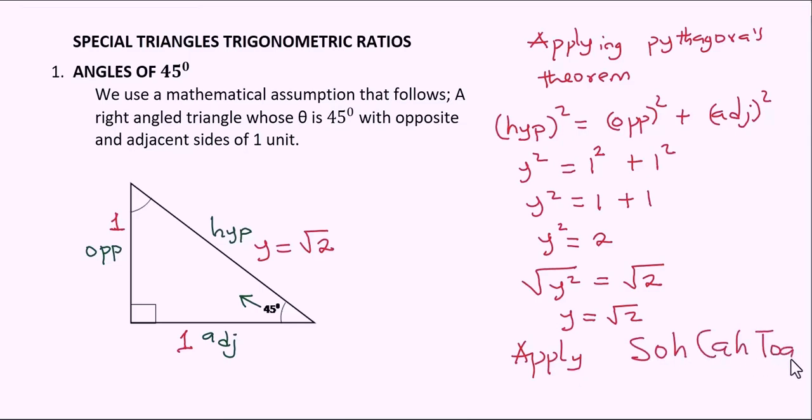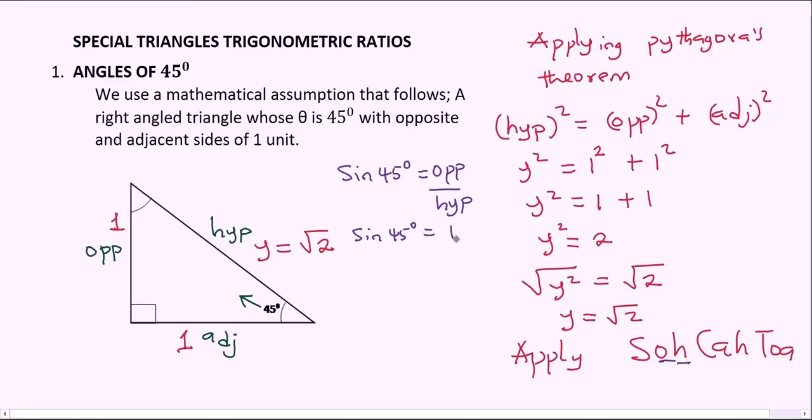SOHCAHTOA, which means we are bringing in the basic trigonometric ratios into this. So for the first one, let's say sine 45 degrees, which is what? Sine is opposite over hypotenuse. So from here, what is our opposite? Our opposite is 1. So sine 45 degrees is equal to opposite, which is 1, and then our hypotenuse is surd 2.